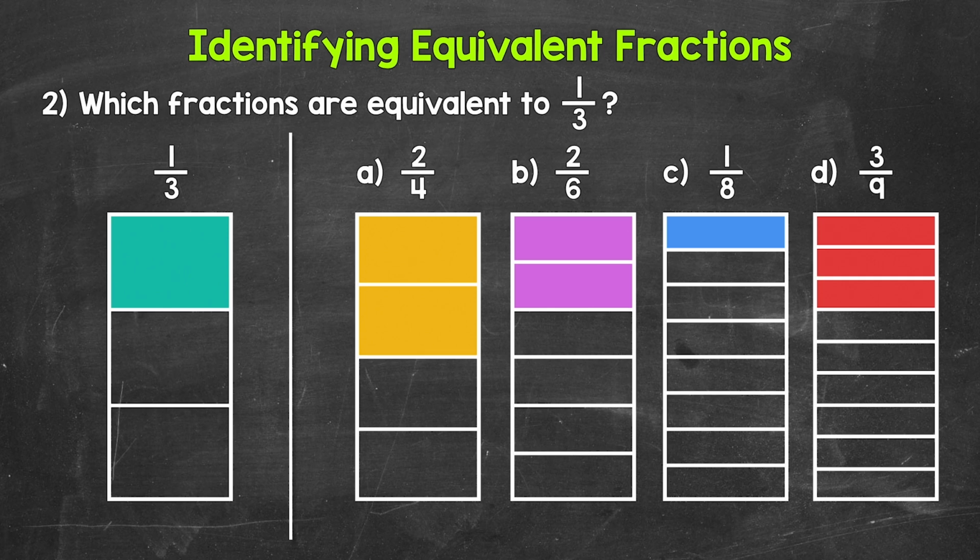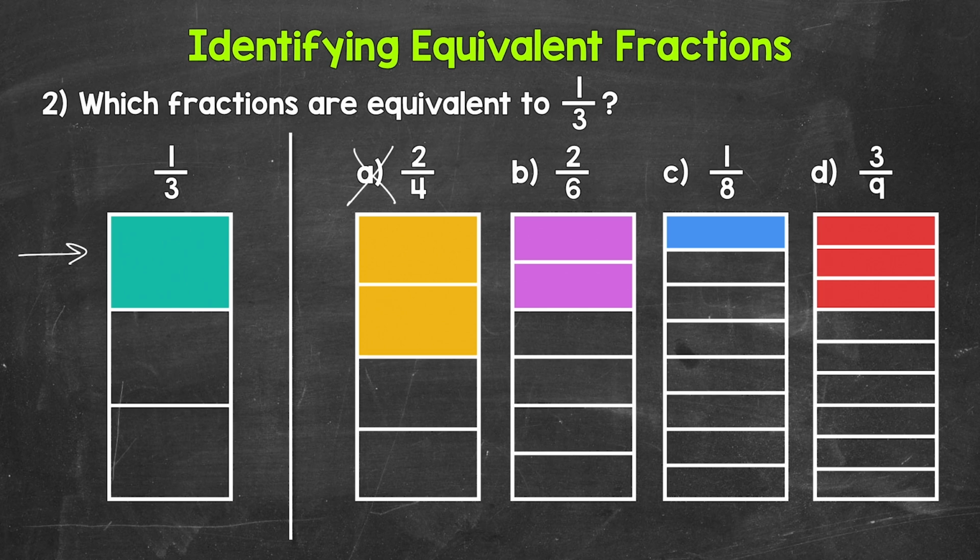Taking a look at number 2, we have which fractions are equivalent to 1/3. And here is a model of 1/3 right here that we can go off of. One equal part is shaded in out of the 3 total equal parts. Let's start with A, 2/4. Is 2/4 equivalent? No. 2/4 is greater than 1/3. We can see that more of the rectangle is shaded in. A greater part of the whole rectangle is shaded in. So this is not equivalent.